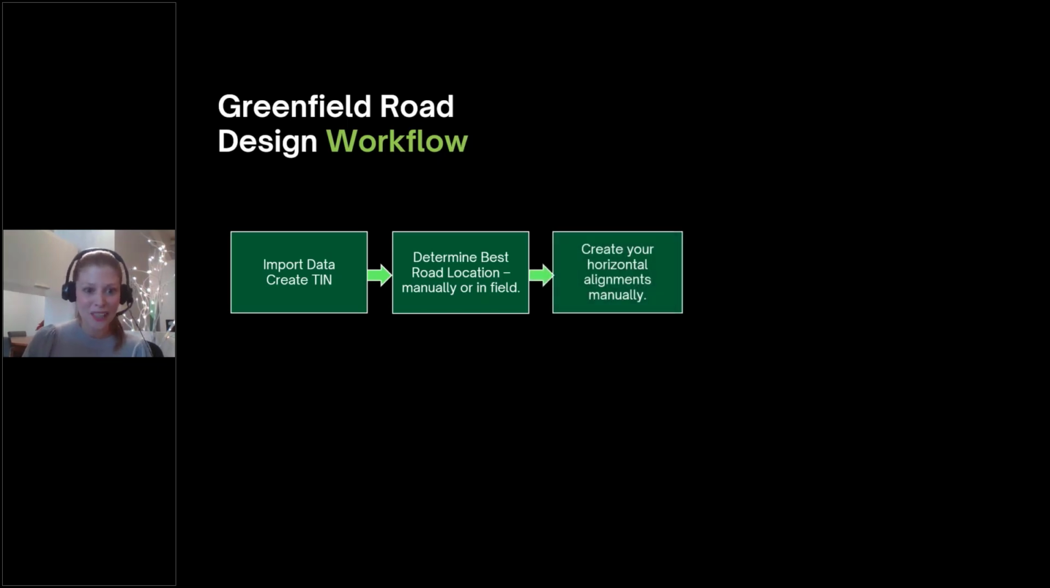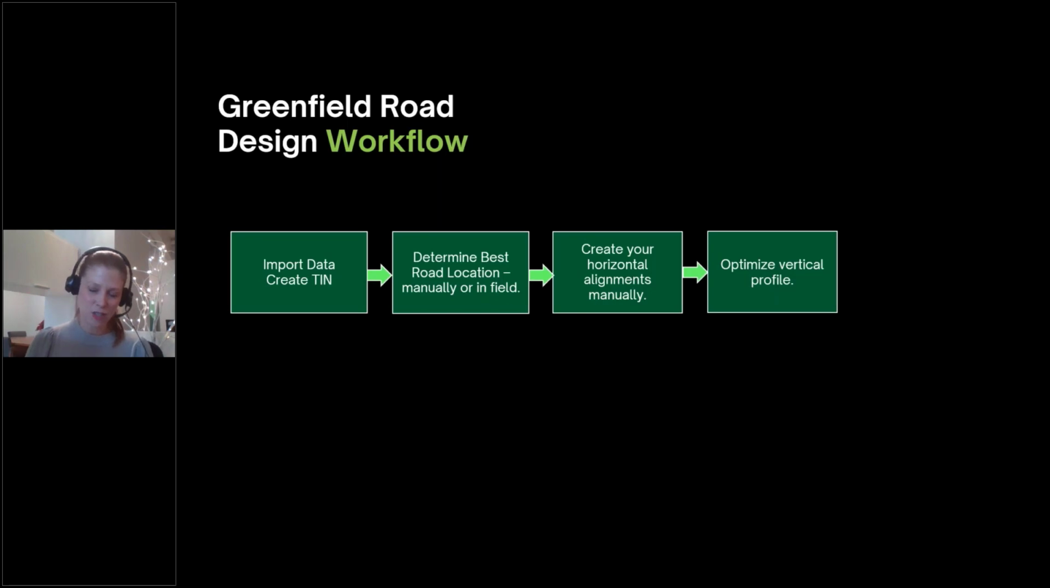From there, you're creating your horizontal alignments through a relatively manual process. You're clicking in IPs, you're applying curves, and then you're leveraging the power of our Optimal software to optimize that vertical profile, to reduce your earthwork construction costs, to minimize the cuts and fills and the movement. So that's a really powerful step in the process.